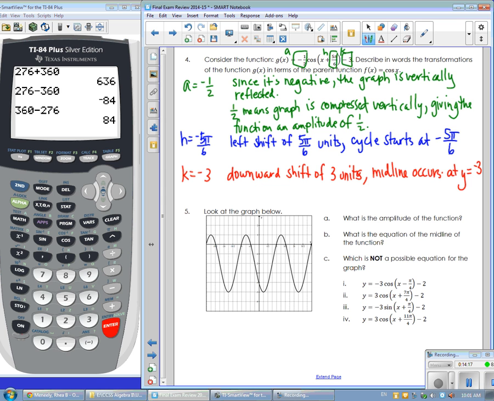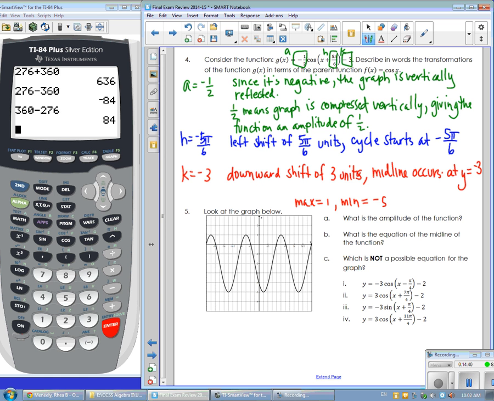In order to figure out the amplitude, though, I do have to figure out the midline. Or we can use what we know about the max and the min. So actually, let's do it that way. I know that the max of this function is at +1, and the min of this function, my minimum value, is at -5, right?